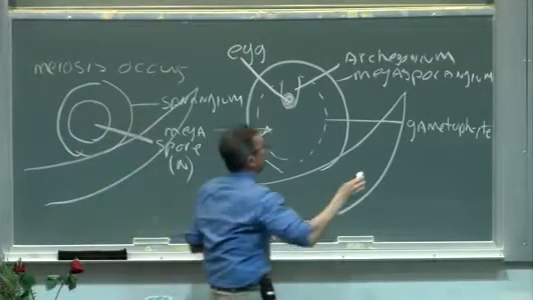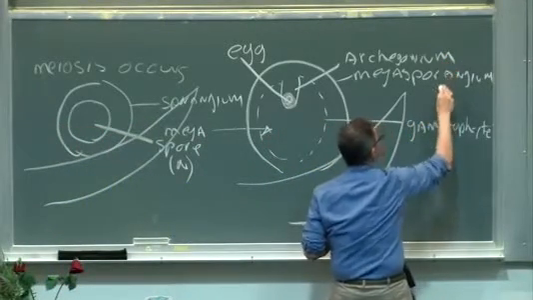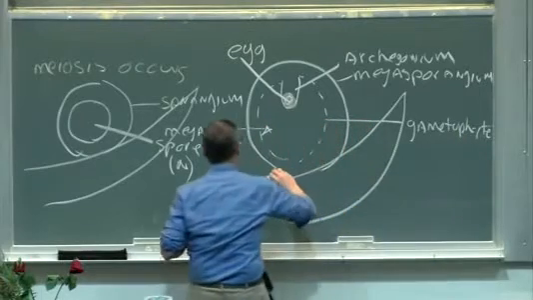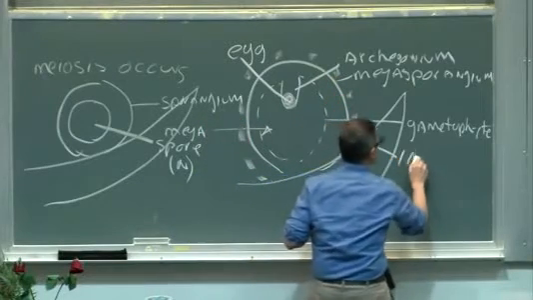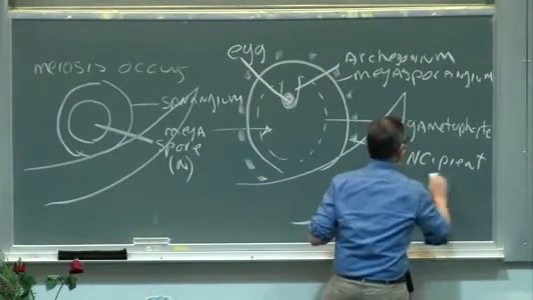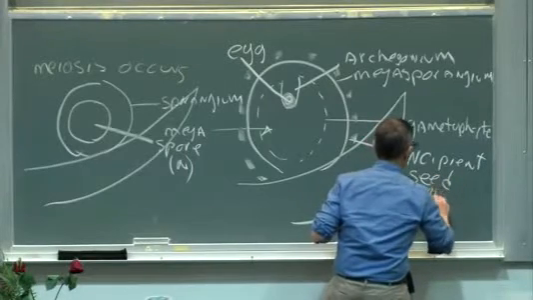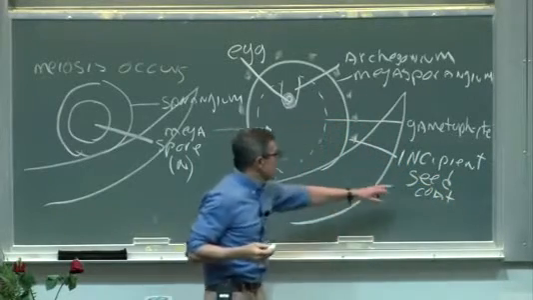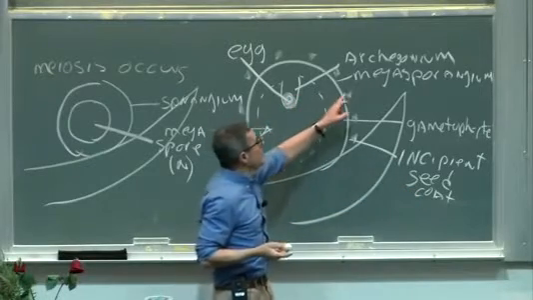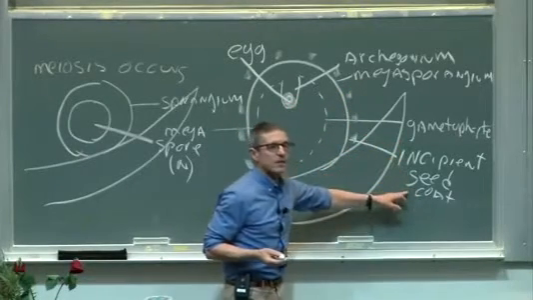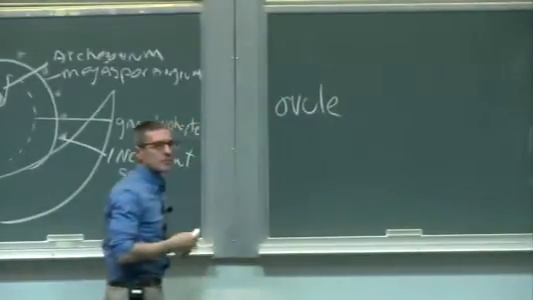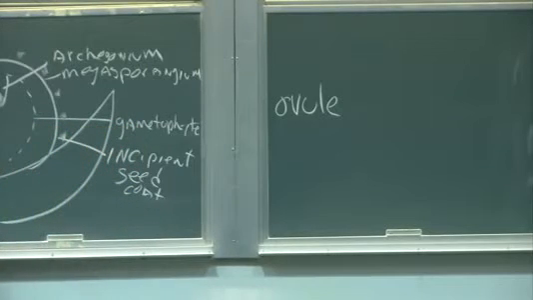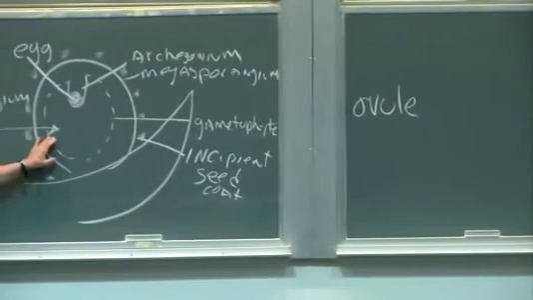This whole structure here, the archegonium, the megasporangium, the gametophyte, and what will be, we will say, the incipient seed coat. All of these together, the egg, the megasporangium, the gametophyte, and the incipient seed coat, are called the ovule. So all of those combined together are called the ovule. Important point, because we're going to refer to the ovule again later in today's lecture. And I want you to understand what it represents.